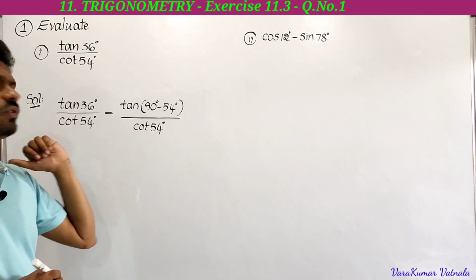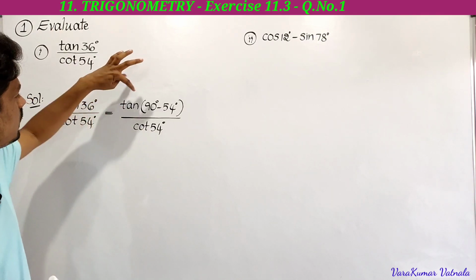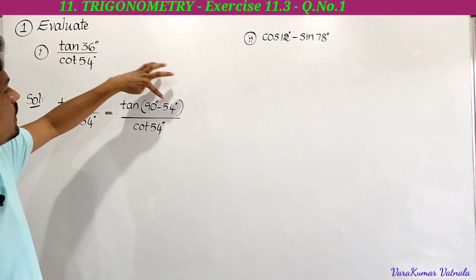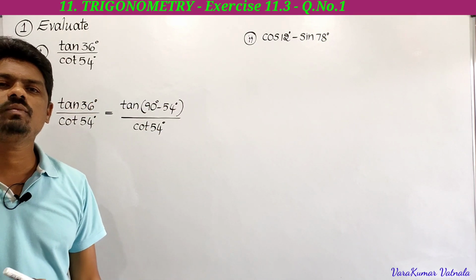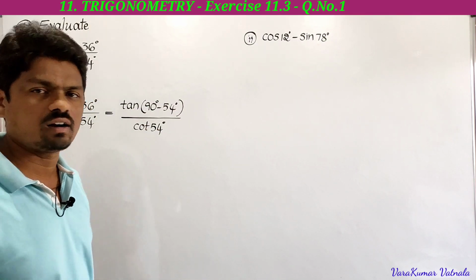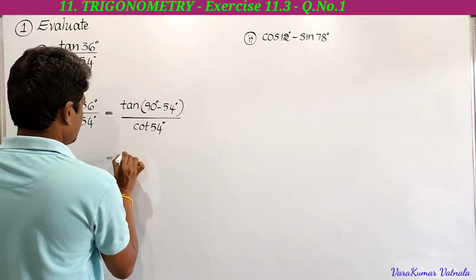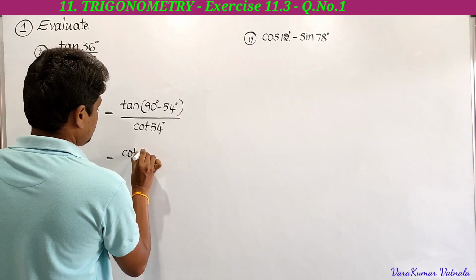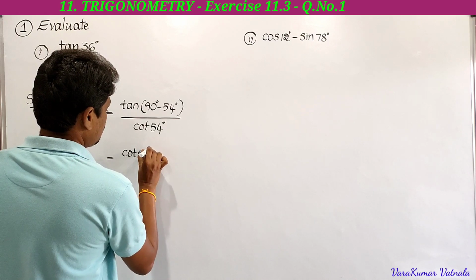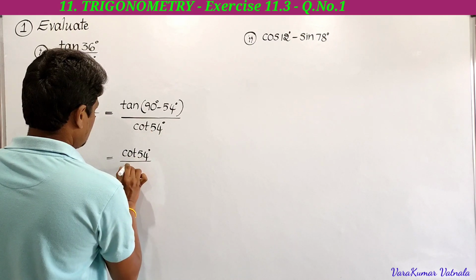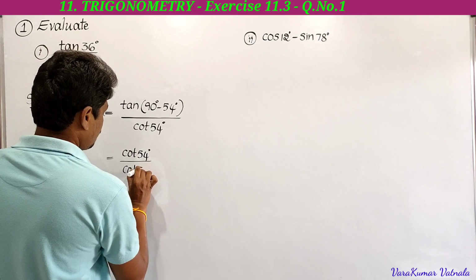Again, we have 54 in the denominator. So here it is in the form tan 90 minus theta. Tan 90 minus theta is cot theta. Here the theta value is 54. Tan 90 minus theta is cot theta. So it becomes cot 54 divided by the denominator, written as usual, cot 54.